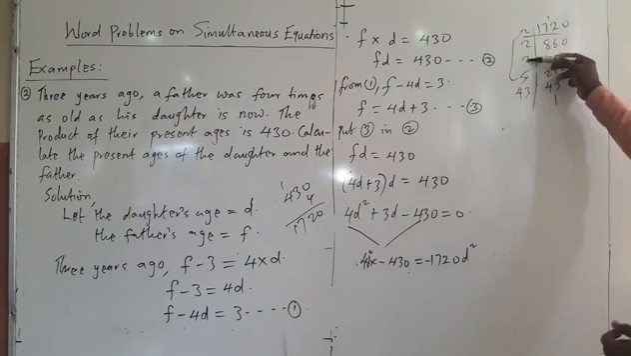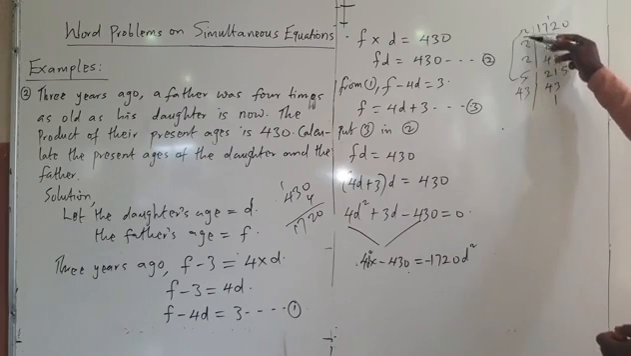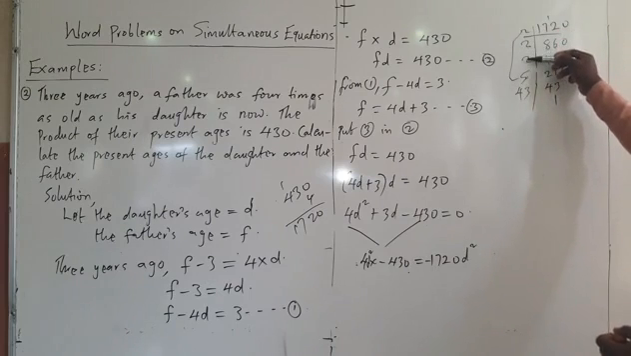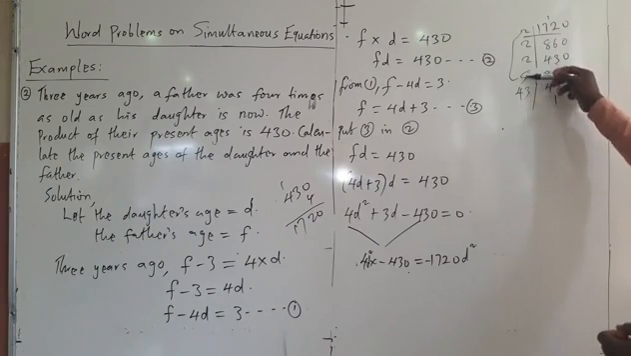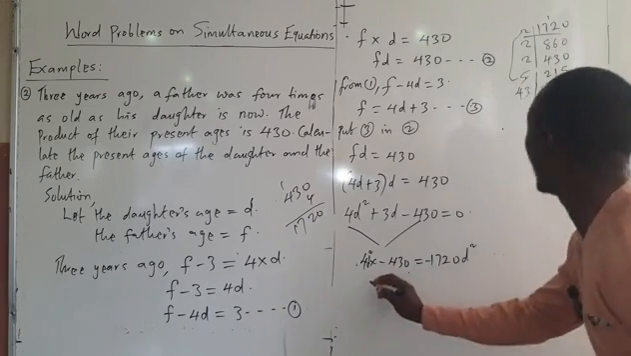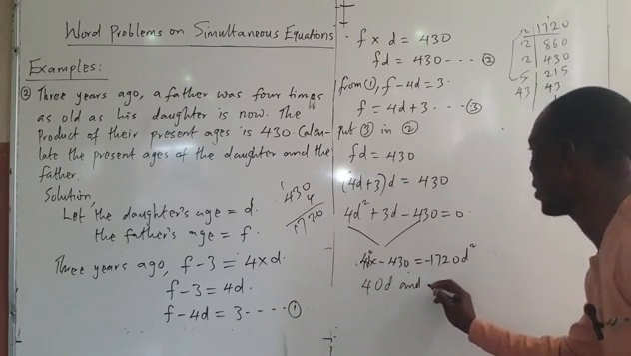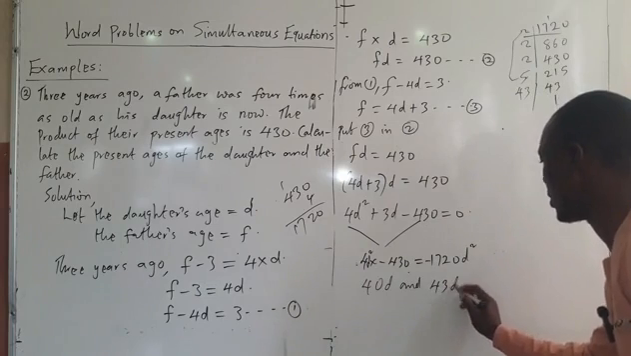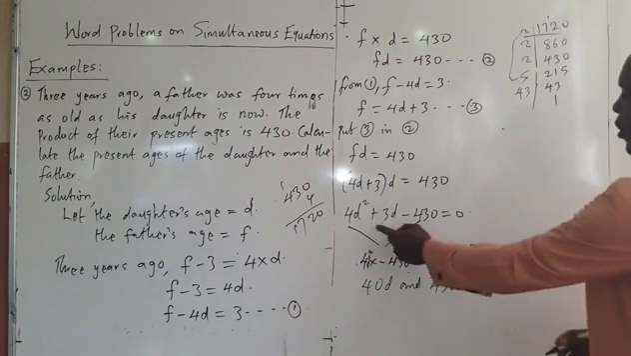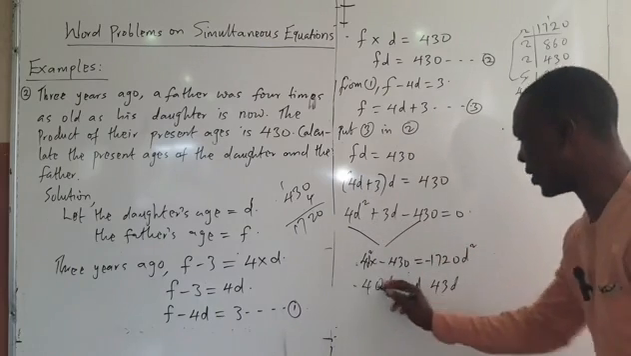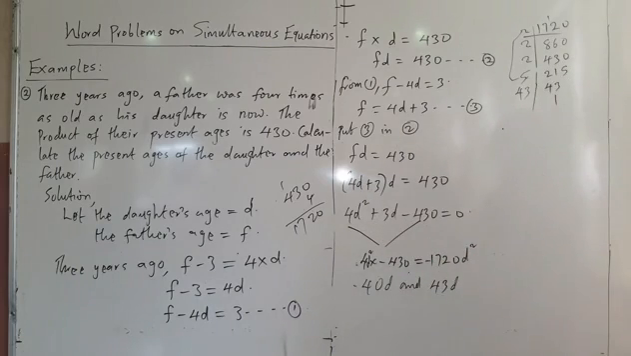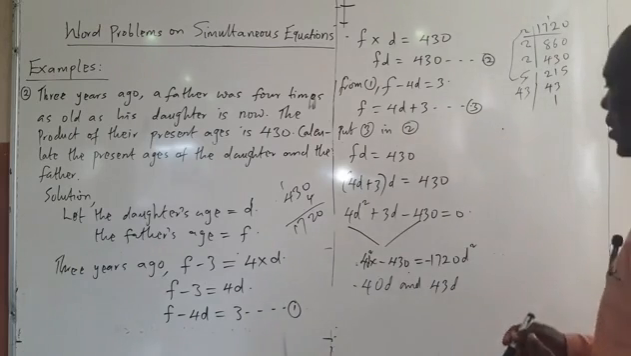2 times 2 times 2 is 8. 8 times 5 is 40. So we have 40d and 43d. Since we are looking for plus 3, it's going to be minus 40d plus 43d, which will give us plus 3d.